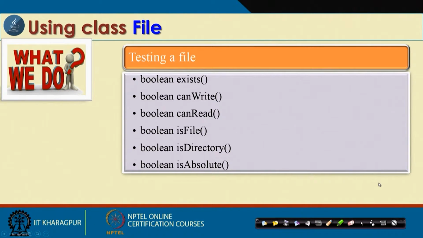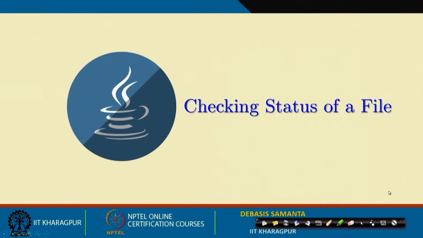And there are many other things also. You can test a file. There are methods like whether the file exists or not, which you can check using the exists method. Can write means whether the file is writable. Can read means whether read permission is there. You can also check whether it is a file, a directory, or absolute, that means a standard file or not. So, those are the things that you can do using this file object.